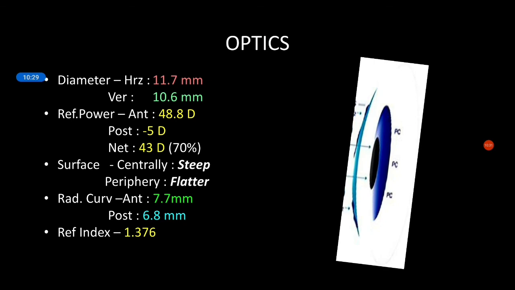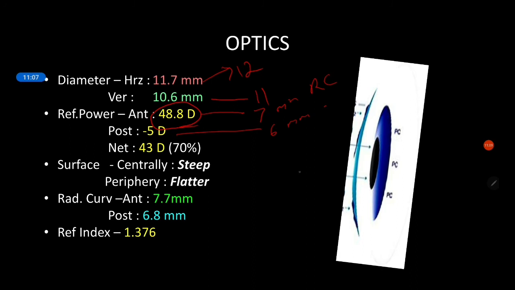A revision again into the details of the optics of the cornea. We should know that horizontally it is around 12 and vertically it is 11. The refractive power of the cornea is 48 diopters, and it is actually the anterior surface that is 48, and it is curved with a radius of curvature of 7 millimeters, and the other surface with a radius of curvature of 6 millimeters.